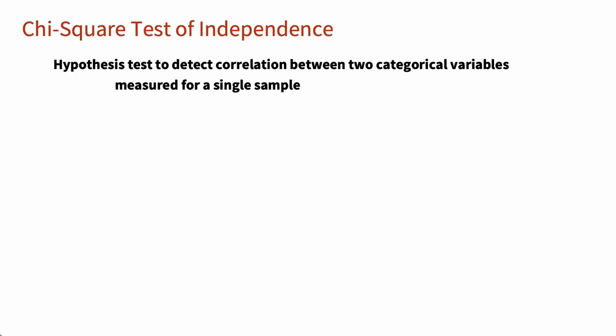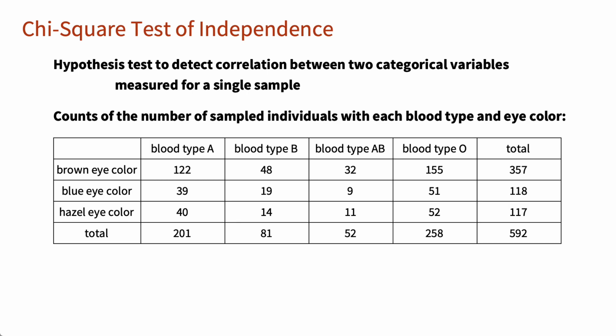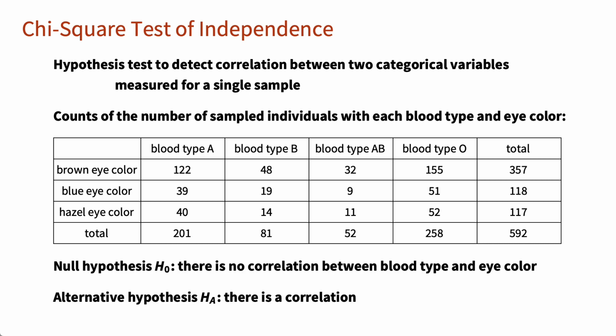A chi-square test of independence is a hypothesis test to detect correlation between two categorical variables measured for a single sample. For example, consider the following data showing blood type and eye color for a sample of 592 individuals and analyzing the data to find out if there is any correlation between blood type and eye color. The null hypothesis is that there is no correlation, and the alternative hypothesis is that there is a correlation.